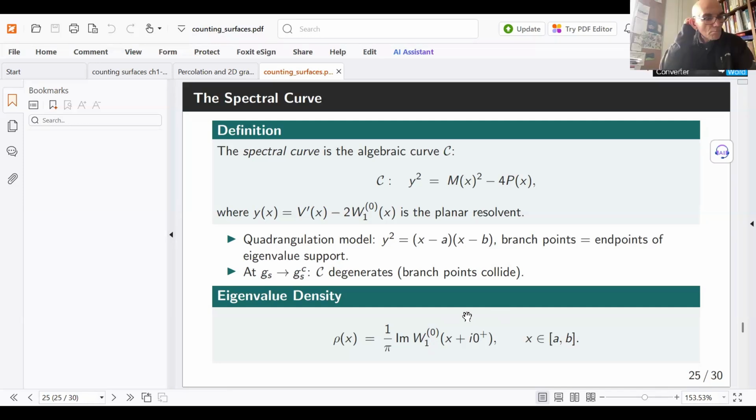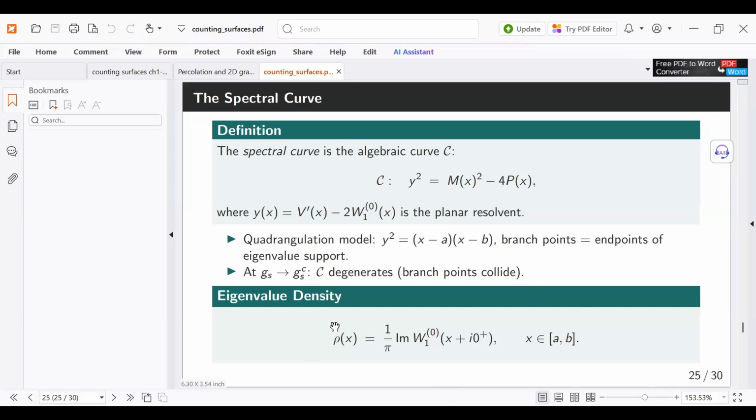I think it says the endpoints of the eigenvalue support. So I'm not sure what your question is, but I think it wants to know what the branch points do: whether they collide, or they meet, or they separate. Yes.